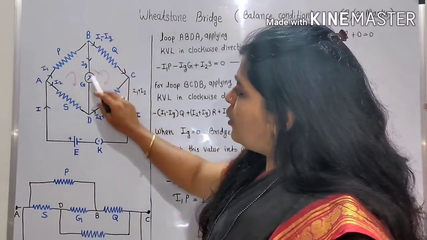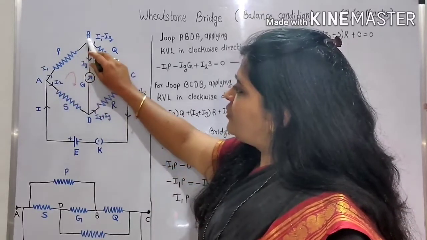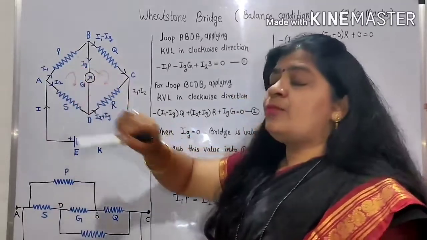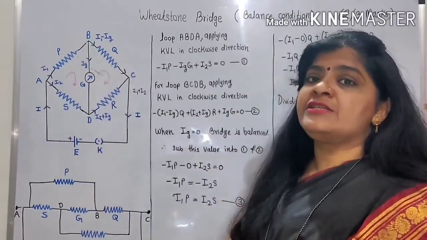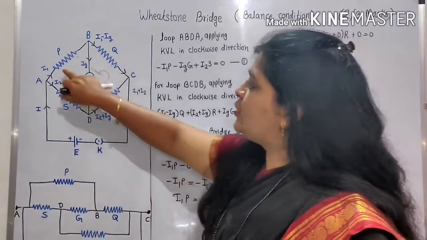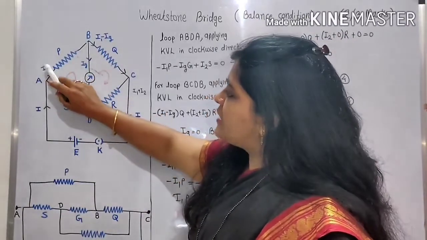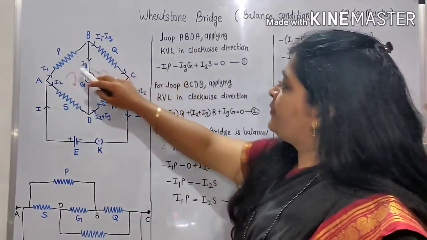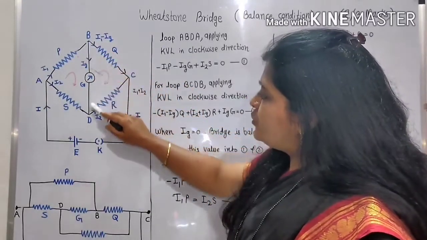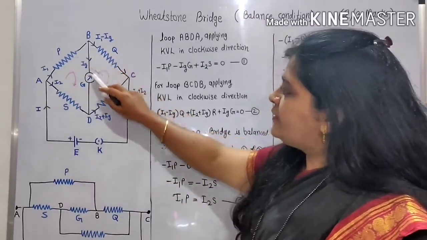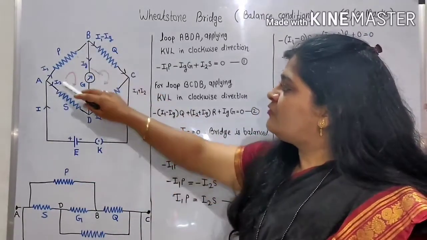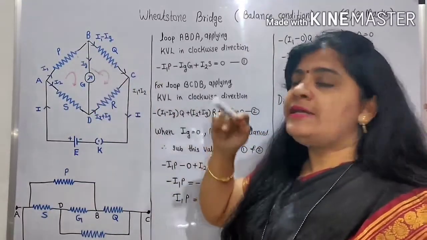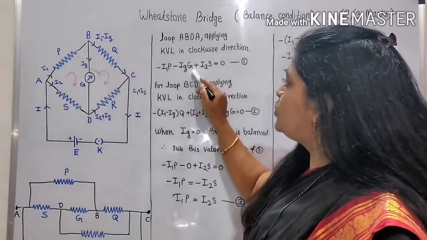When it is coming to the clockwise direction, current is flowing through this resistance in the same direction, taken as the potential difference. That product of resistance and current takes a negative sign. That's why minus I1 into P. Next, current is flowing through the galvanometer, again in the same direction as we are tracing. That product is again taken as a negative sign, minus Ig into G.